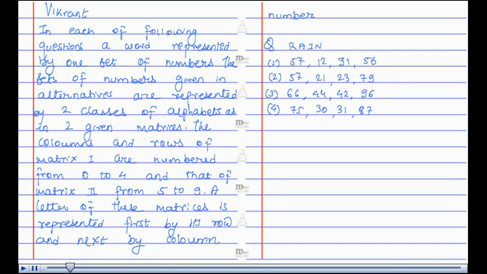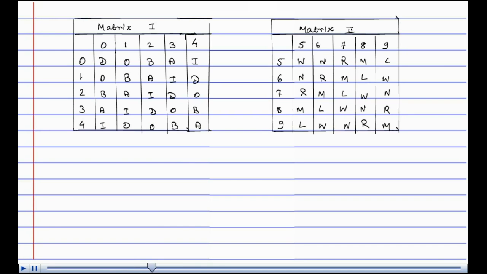In each of the following questions, a word is represented by one set of numbers. The sets of numbers given in the alternatives are represented by two classes of alphabets as in two given matrices. The columns and rows of matrix 1 are numbered from 0 to 4 and those of matrix 2 from 5 to 9. A letter of these matrices is represented first by its row and next by its column number. The question is, RAIN is coded as. The solution is, if you look at the matrix given to us, R, A, I and then N.